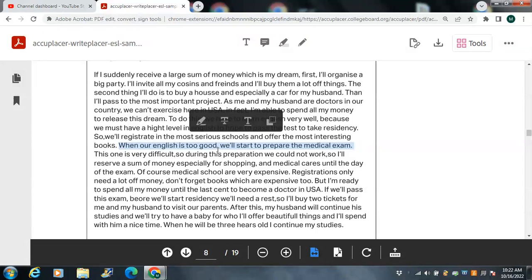When our English is good enough, we will then start to prepare for our medical exams or a medical exam. But I say exams because again, the writer mentioned her and her husband. So, in the meantime, again, notice how we still don't know what the dream is, which is obviously practicing medicine.